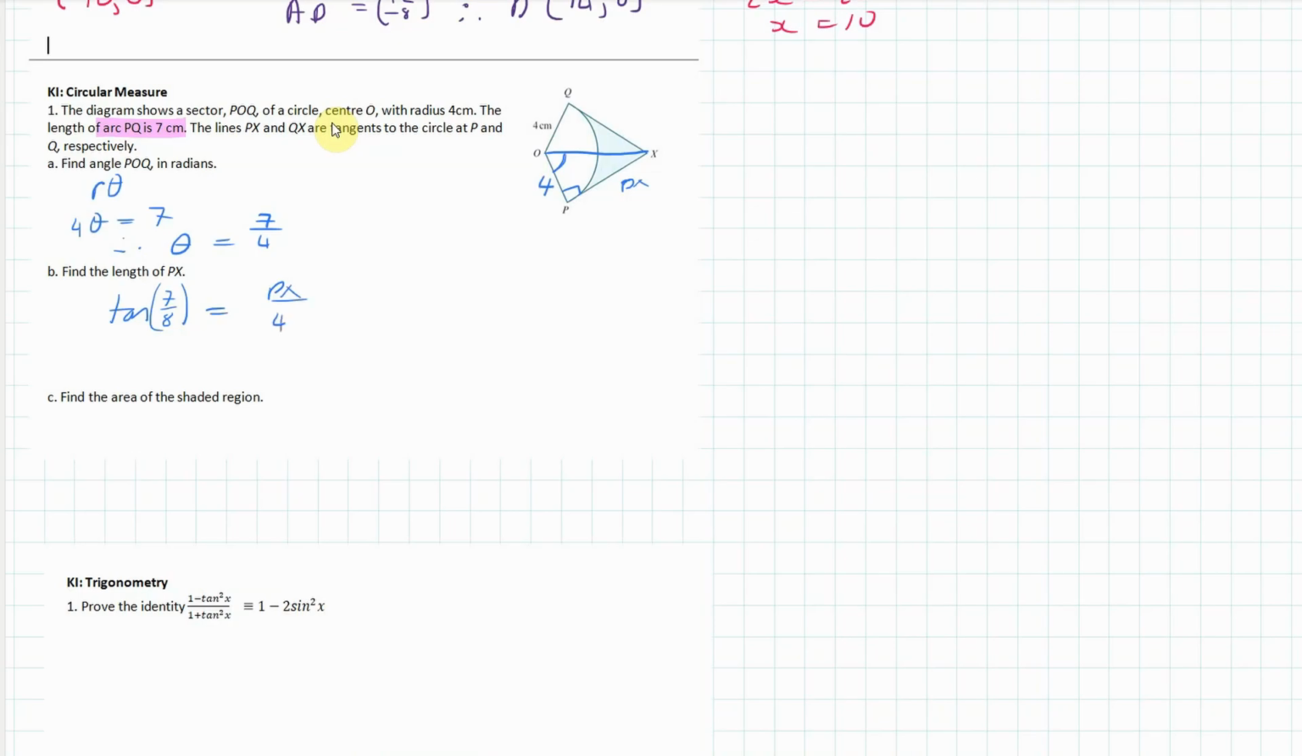And then we just rearrange that to find PX. Make sure you're set to radians. What do we get here? Tan 7/8, and then we multiply that by 4. I'm getting PX to be 4.79.